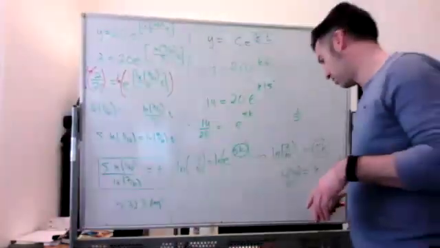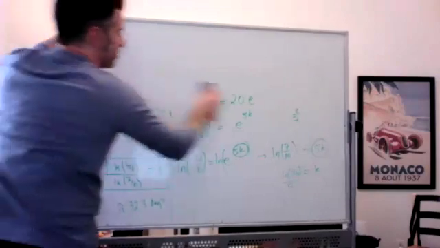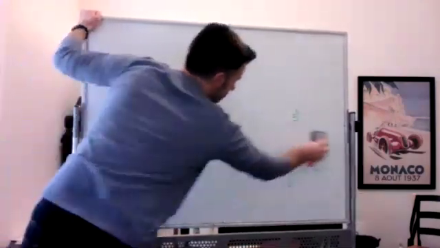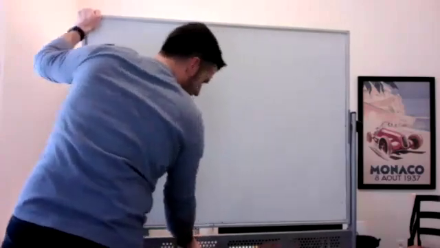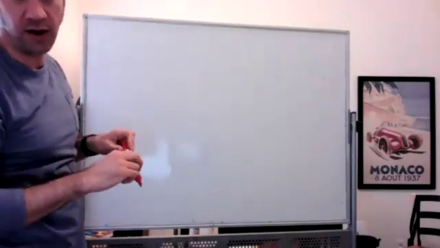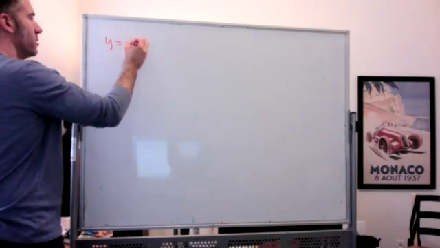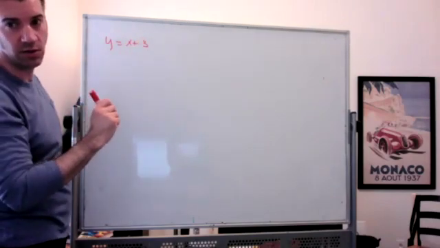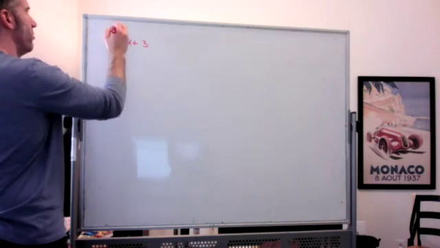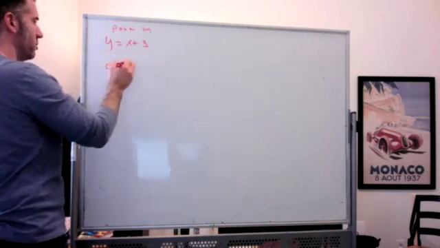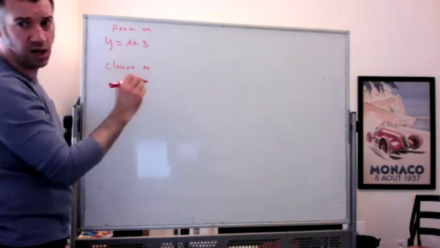Let's go and look at the last couple questions here. So let's see, we have find the point on the line, y equal to x plus 3, closest to the point 6,3.